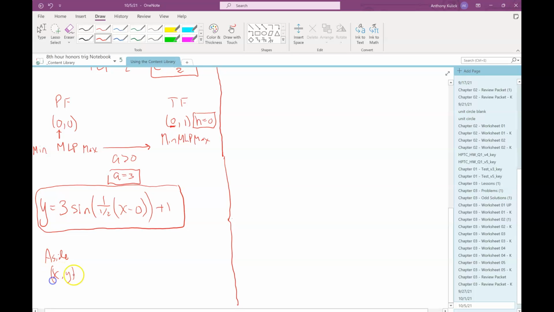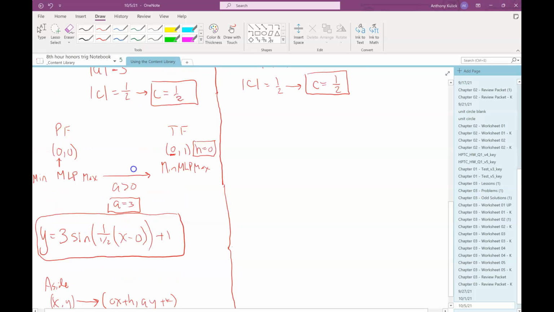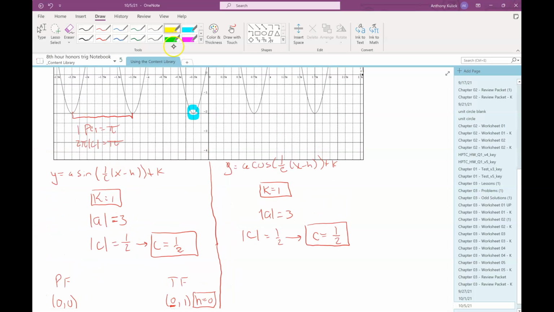How do you get c again? Sorry, I just totally missed it. I know that the period is equal to 2 pi times the absolute value of c. So I just solved that equation for c. Thank you. Yeah, no problem.